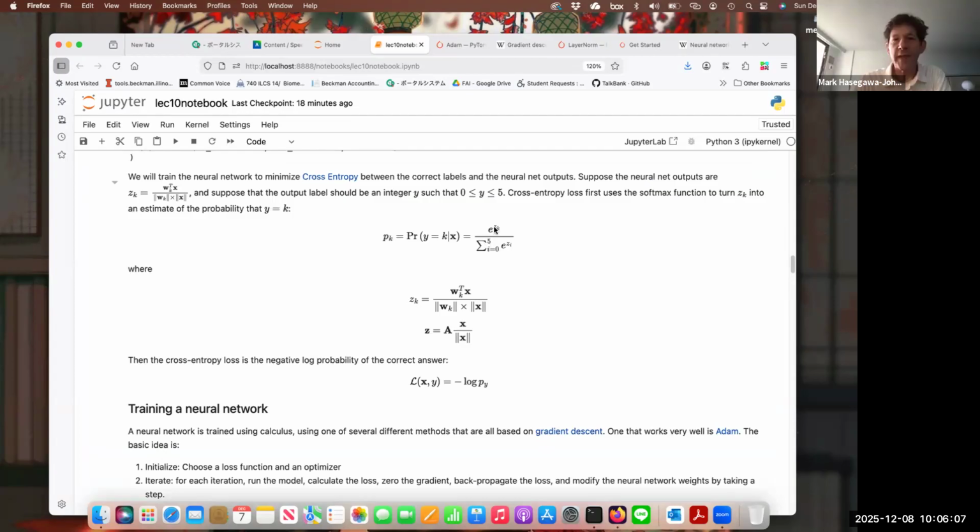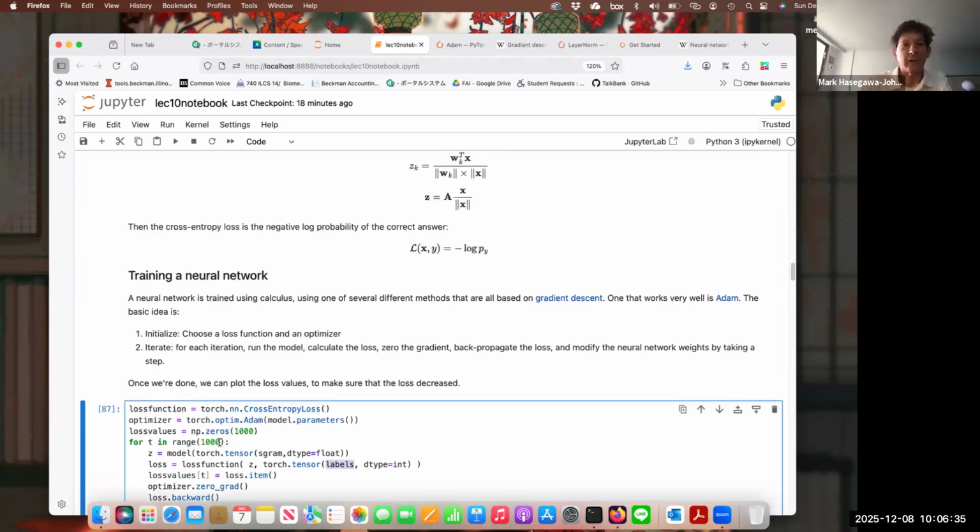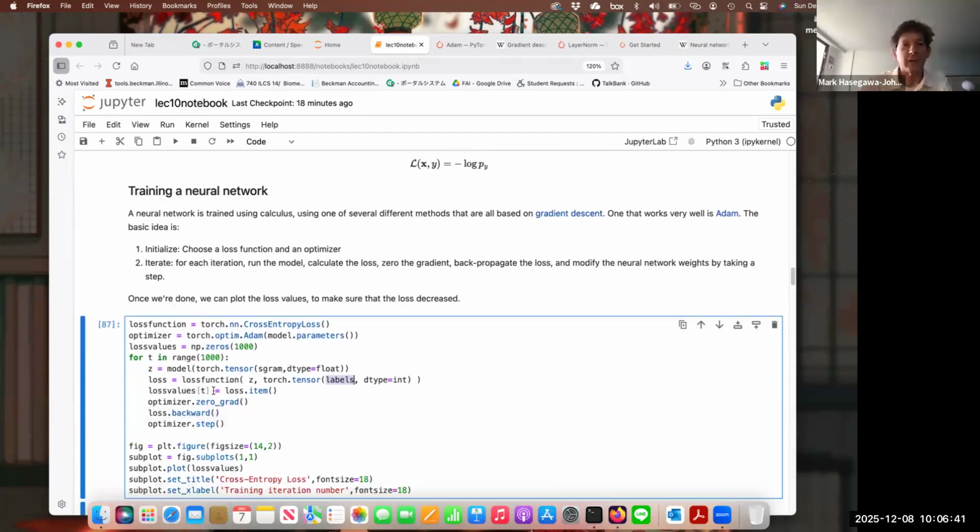So we take z sub k, then we calculate the z vector using the forward propagation in the model. So that's here. We calculate this z vector by applying the model to the spectrogram. And then we calculate the cross entropy loss, which is the difference between the output of the model and the desired labels. This calculates the loss function, which is the cross entropy. It's this negative log probability. We keep one of its values as the loss value at time t. Loss values will show the cross entropy as we progress through time.